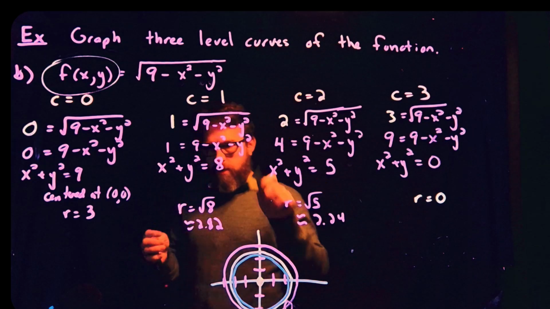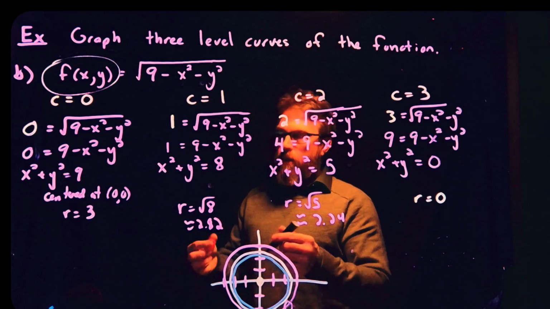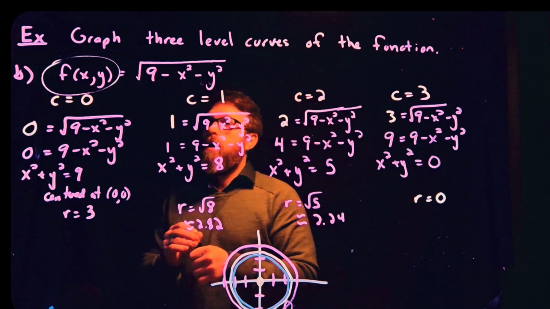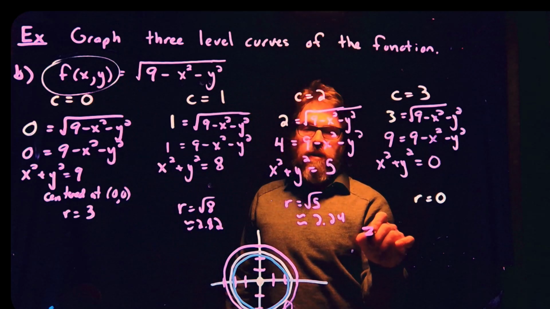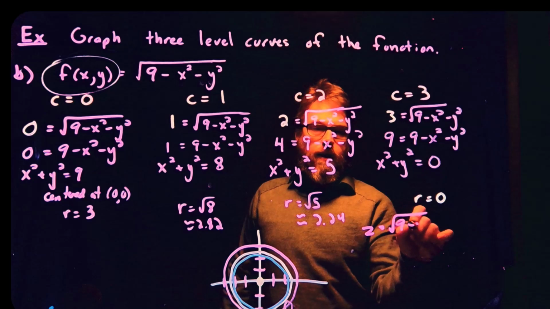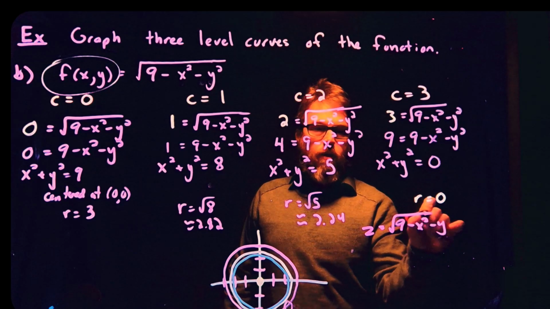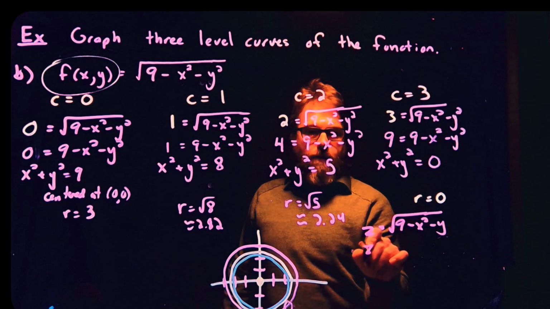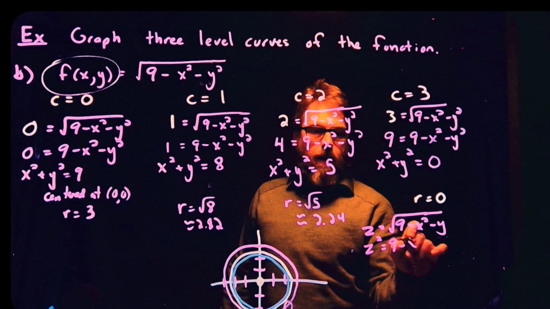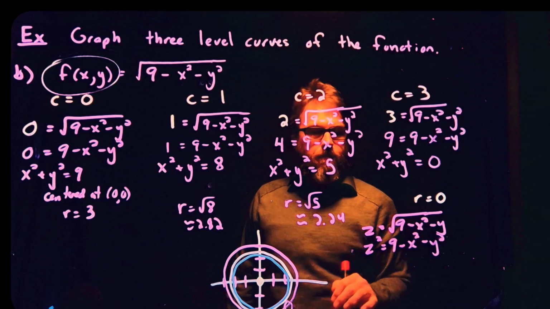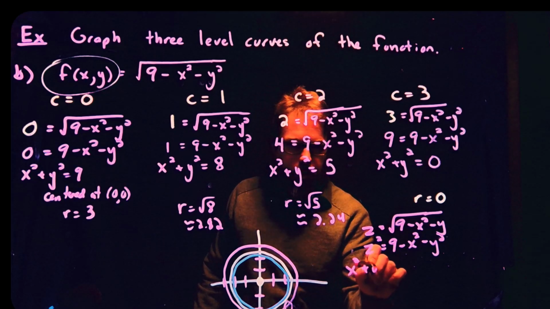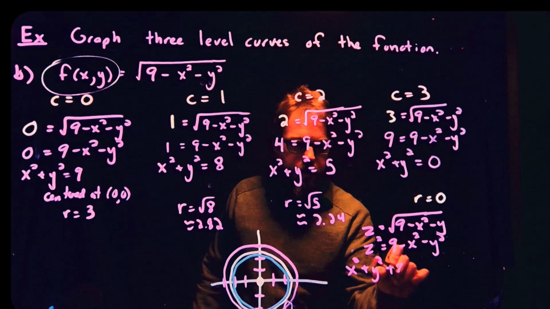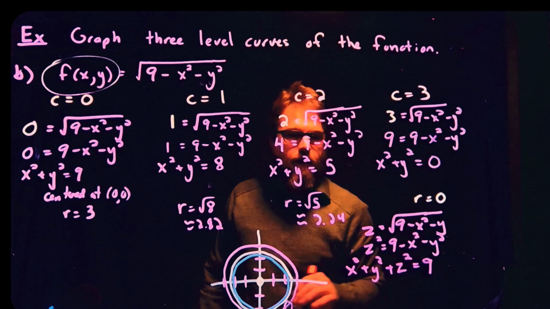Now I want to see, does this make sense graphically? Well, let's investigate this function over here, similarly to the previous example. So I know that z is equal to the square root of 9 minus x squared minus y squared. And if I square both sides, I have z squared is equal to 9 minus x squared minus y squared. Now sending the x squared and y squared to the other side, I have x squared plus y squared plus z squared is equal to 9.